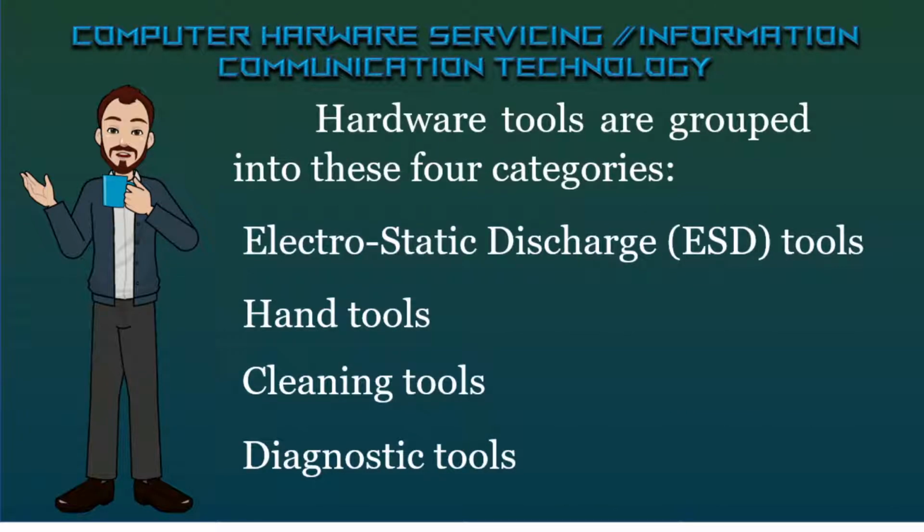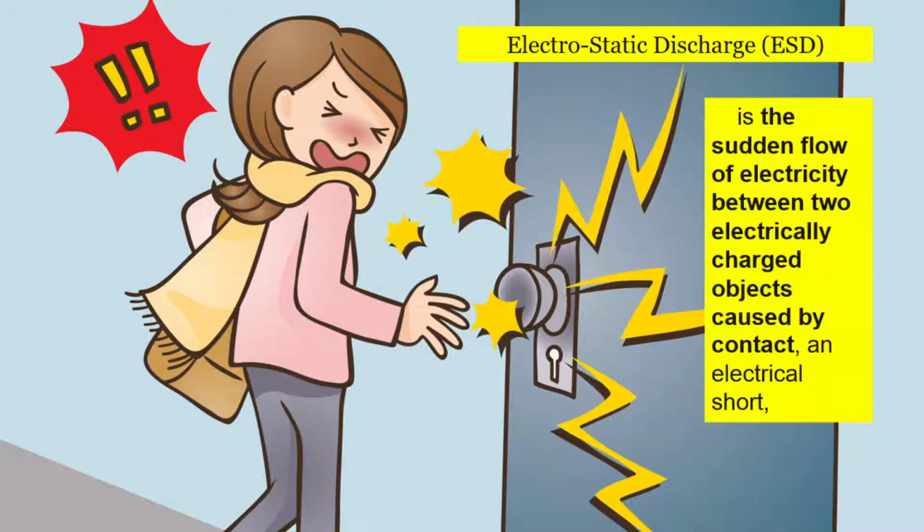Hardware tools are grouped into these four categories: electrostatic discharge (ESD) tools, hand tools, cleaning tools, and not least, diagnostic tools. Electrostatic discharge (ESD) is the sudden flow of electricity between two electrically charged objects caused by contact or an electrical short. It is produced when any part of the body is rubbed against an object.